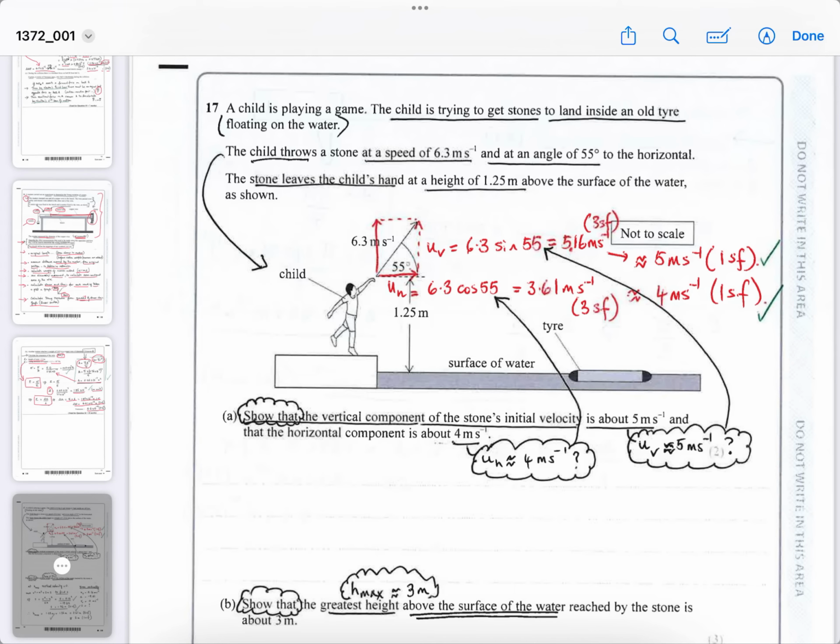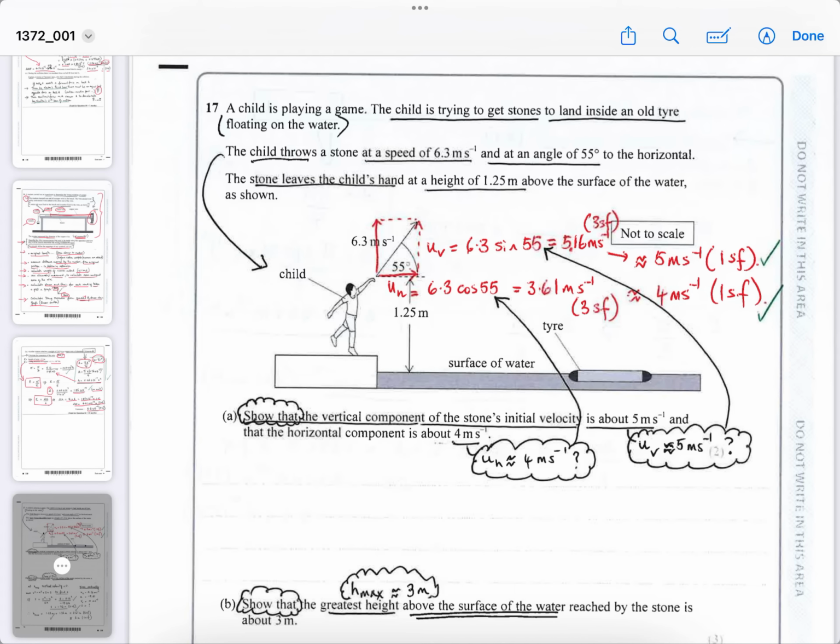So you can resolve that initial speed, yeah, or velocity, 6.3 meters per second, into horizontal and vertical components, yeah, which you need to do for all projectile motion. The stone leaves the child at a height 1.25 meters above the surface of the water, as I've already described. Okay? So how do you tackle these problems? Yeah, well, you've got to use your trigonometry to be able to solve these problems, as well as your ability to resolve vectors into two components.